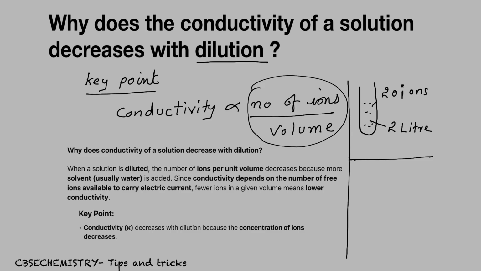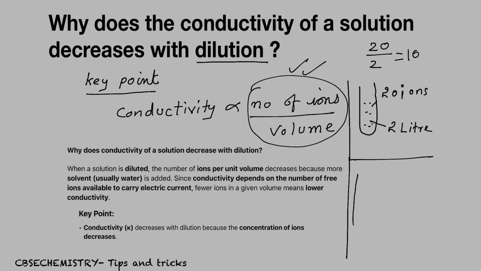For understanding, I will explain this scenario. We have an electrolyte whose volume is 2 liters and it contains 20 ions. So what is the number of ions per unit volume? The number of ions is 20, volume is 2. So the number of ions per unit volume will be 10.